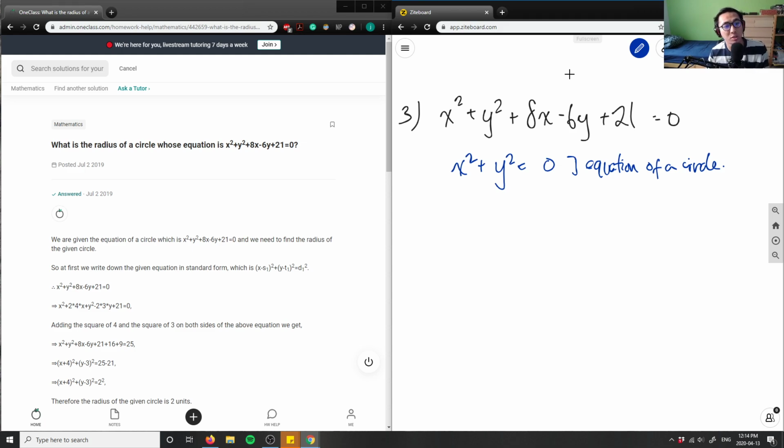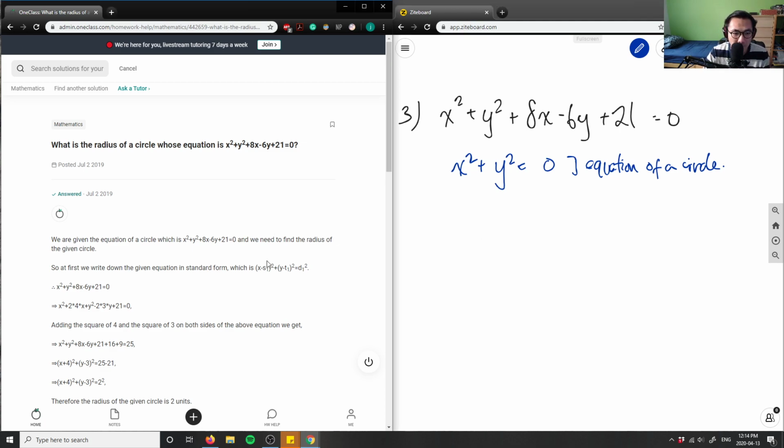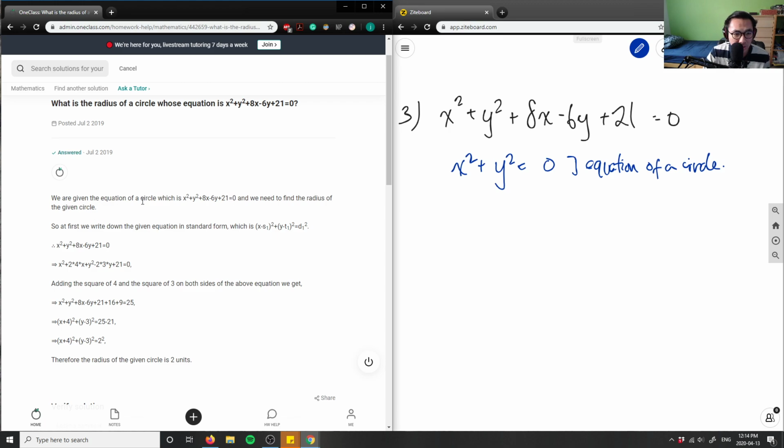In order for us to solve for the radius, we need to break this down into a factored form, something like x plus 4, x minus 4, kind of like the roots there. The roots in this case will give us the radius of that circle. We're going to have to simplify this polynomial to get that equation. So I'm going to look at the solution here. Again, we're given this equation, and at first we need to write this out in standard form. That's what we were doing before.